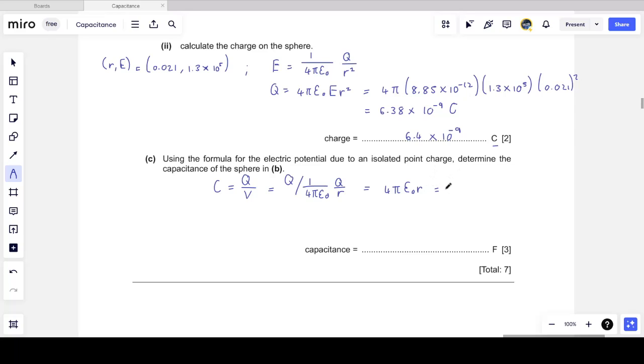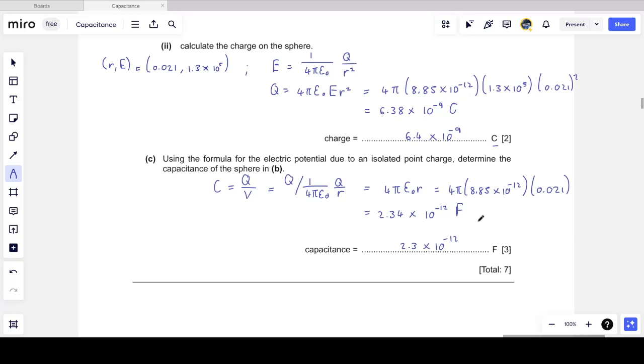And if I put my values in, I get this to be 4 pi times 8.85 times 10 to the minus 12. And the radius of the sphere we determined to be 2.1 centimeters or 0.021 meters. And this will give me a capacitance of 2.34 times 10 to the minus 12 farads. To two significant figures, again, this will be 2.3 times 10 to the minus 12 farads.